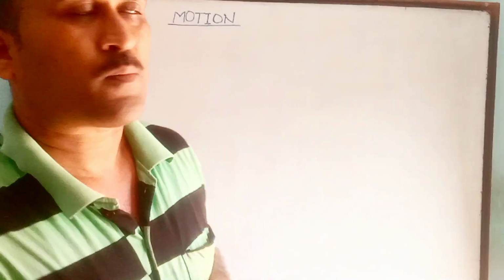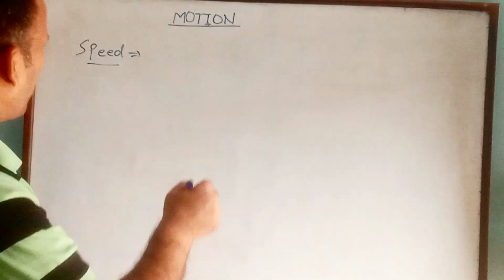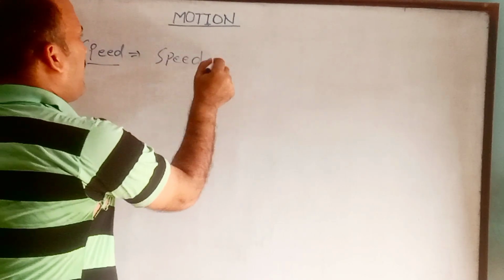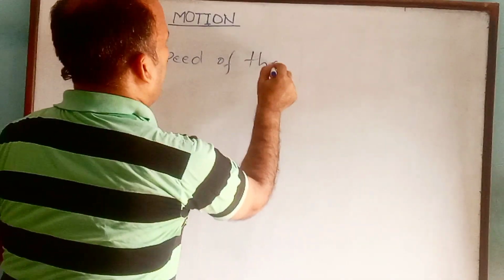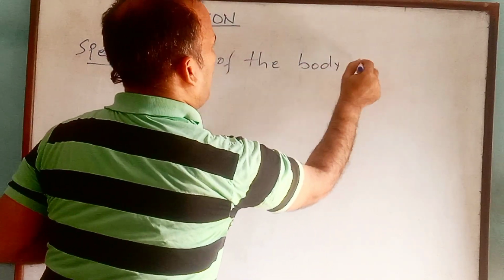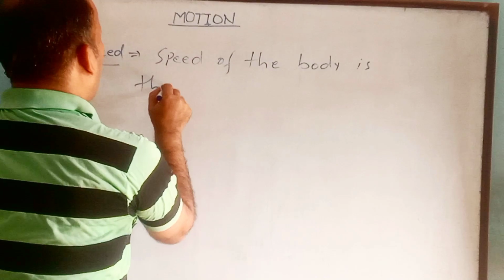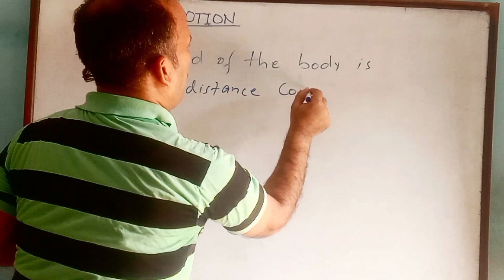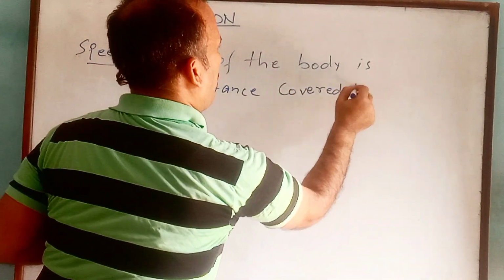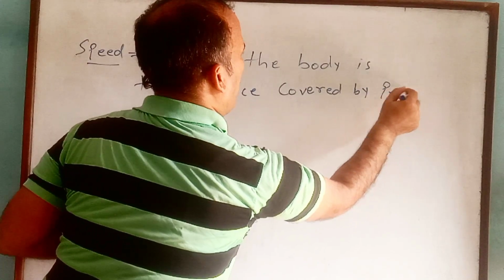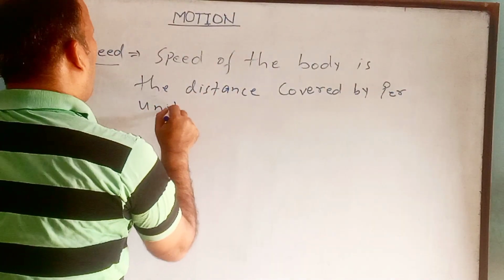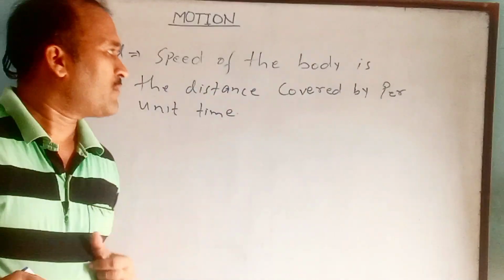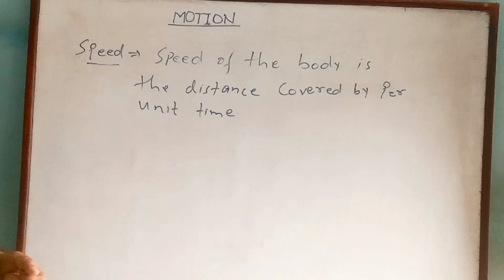Now we can define the speed as: speed of the body is the distance covered per unit time. This is the definition of speed.